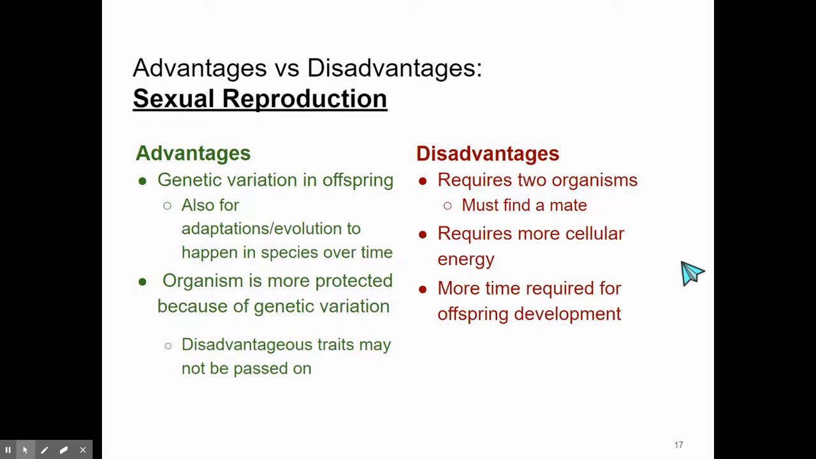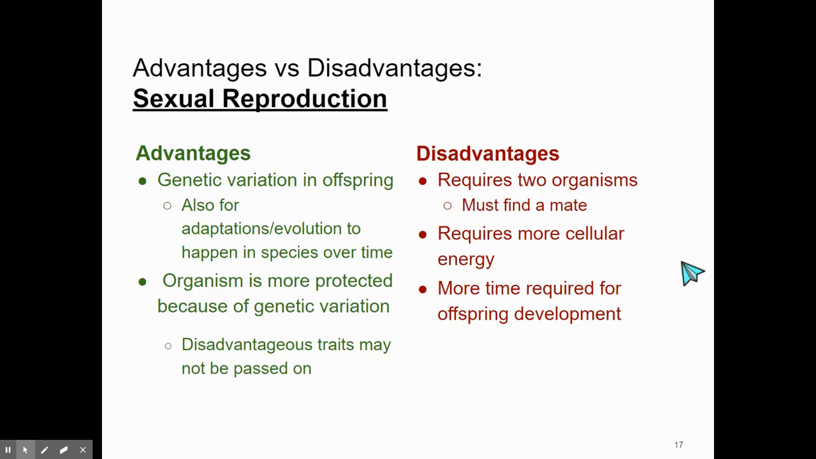So, advantages versus disadvantages of sexual reproduction. The advantage is that there's genetic variation in the offspring, which is also needed for adaptation and evolution to happen in species over time. Organisms are more protected because of genetic variation, so disadvantageous traits may not be passed on. Even if, for example, one of your parents has a heart murmur, it's not a guarantee that you will have a heart murmur. Or if one of your parents has diabetes or a specific type of cancer that's passed down genetically, there's not a guarantee that you will have it.